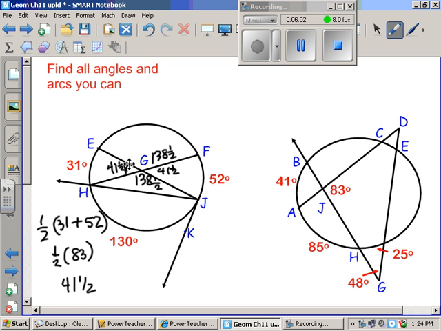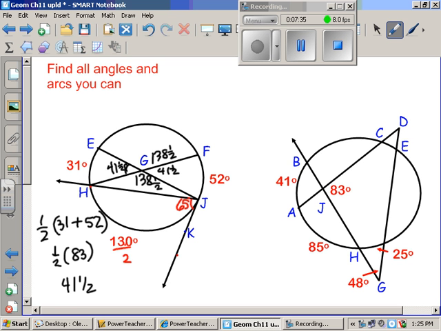Now, let's look at angle J here. It is an angle on the circle formed by a tangent line and a secant. So I know that the measure of that angle is half the measure of its intercepted arc. So it's half the measure of 130, and 130 divided by 2 is 65. So this angle is 65 degrees. Right now I have all the angles filled out, I think.